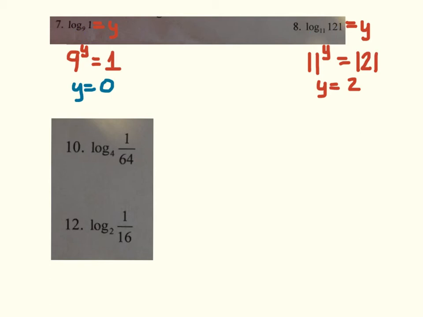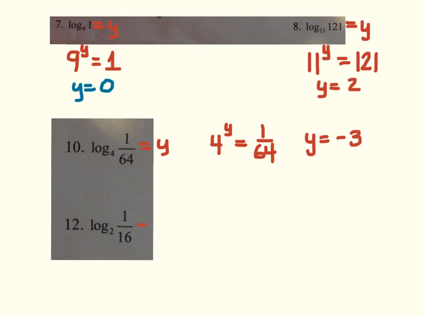Let's look at 10. Wow, this is a fraction. I'm still trying to figure out what this equals. The base of my log becomes the base of my exponent. 4 to what power equals 1 over 64? Well, I know that 4 cubed gives me 64, and if you remember from the previous slide, how do I get something from a numerator to a denominator? I make it negative. So 4 to the -3rd is going to give me 1 over 64. So y is going to equal -3.